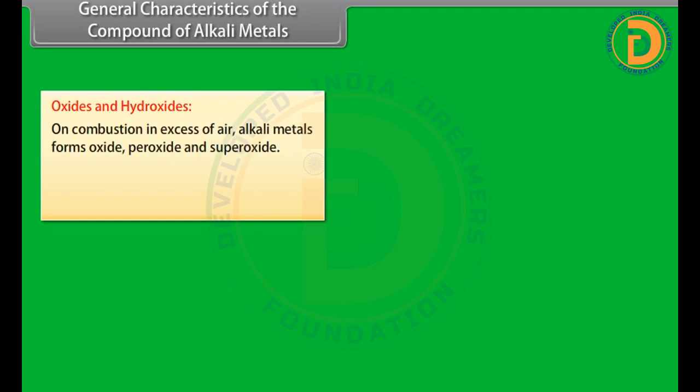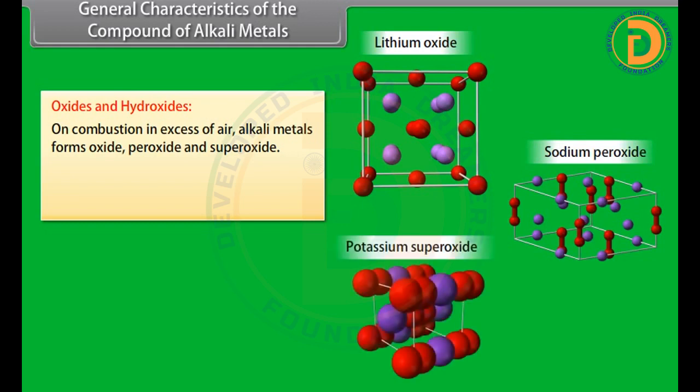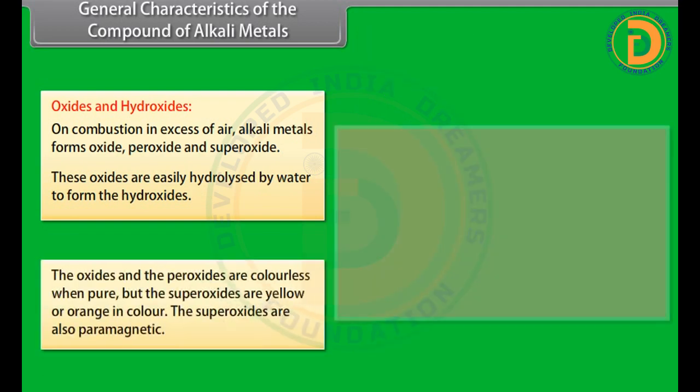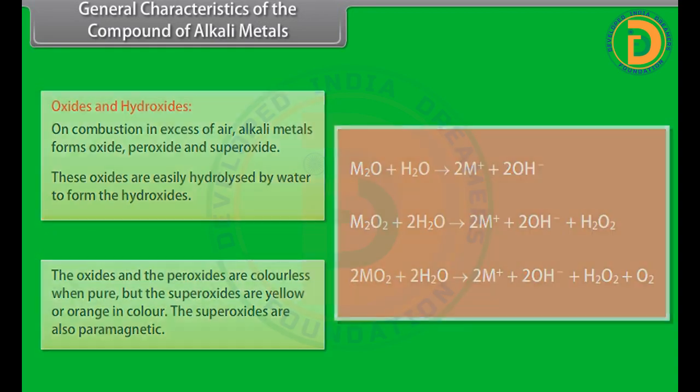General characteristics of the compounds of alkali metals. Oxides and hydroxides. On combustion in excess of air, alkali metals form oxides, peroxide and superoxide. These oxides are easily hydrolyzed by water to form the hydroxides. The oxides and peroxides are colorless when pure, but the superoxides are yellow or orange in color. The superoxides are also paramagnetic.